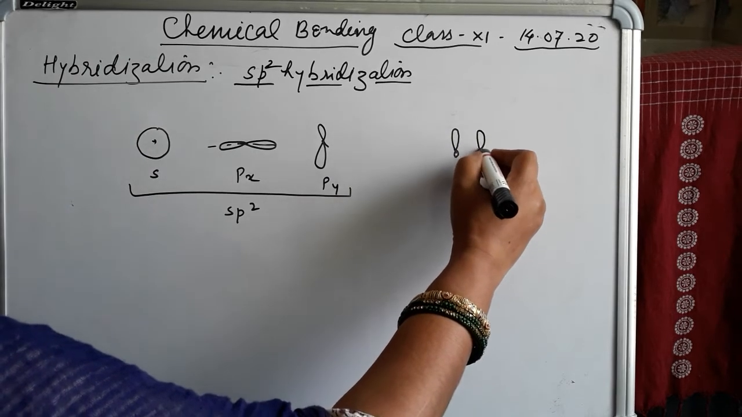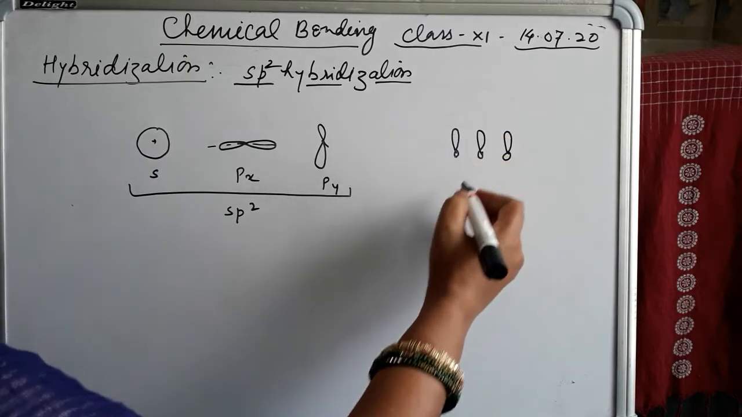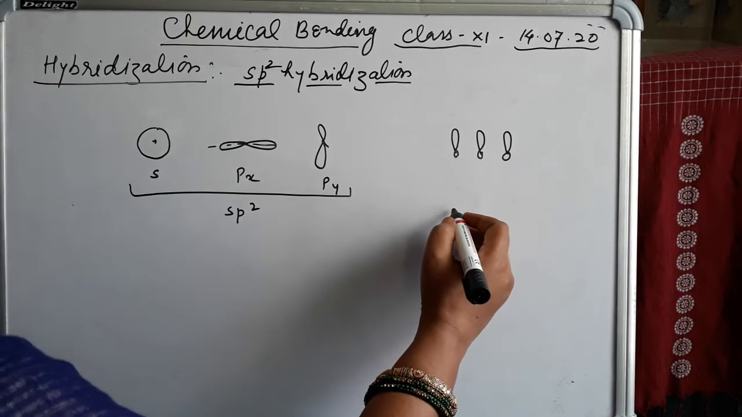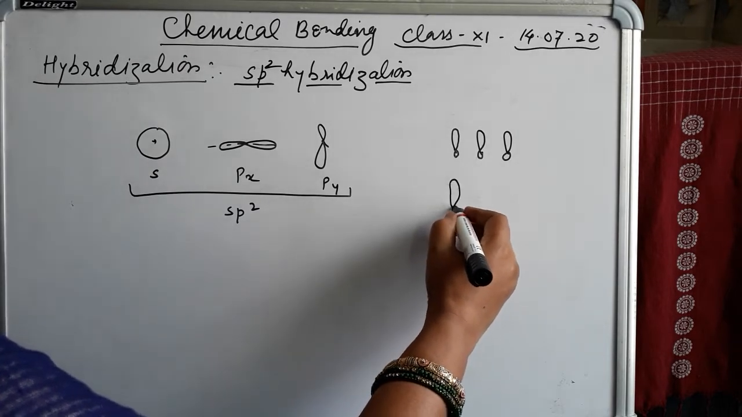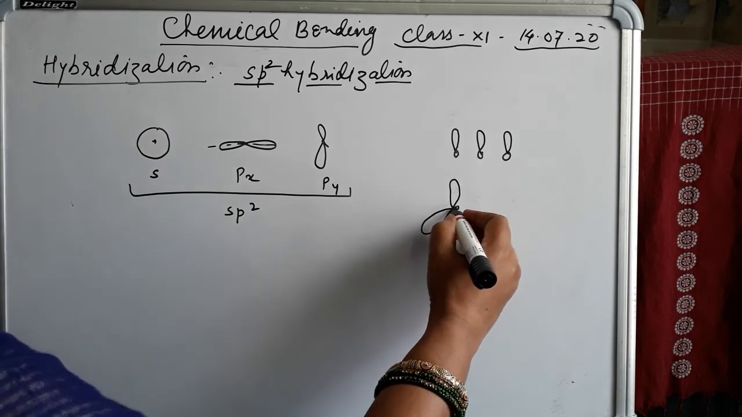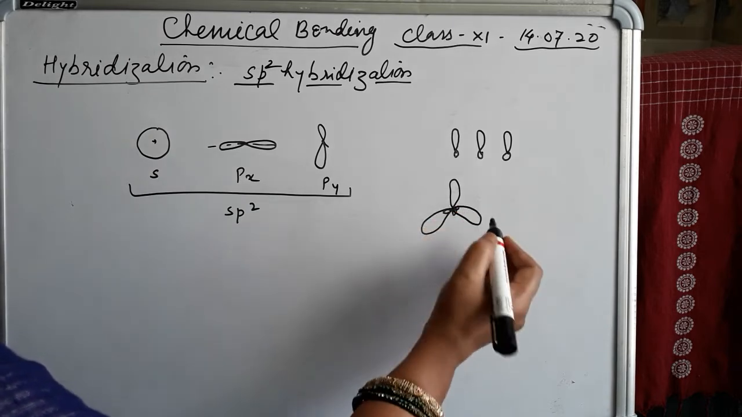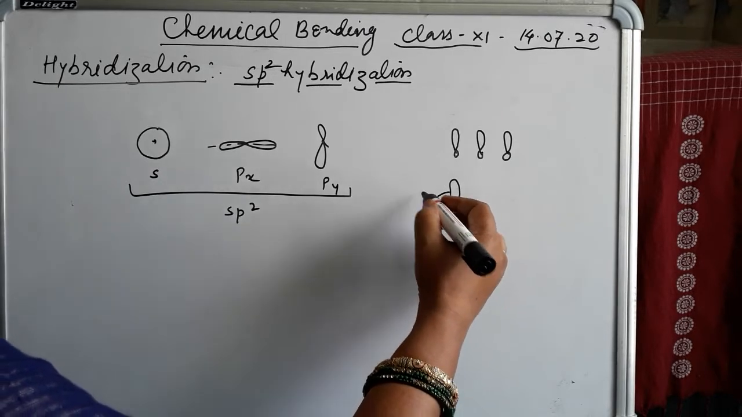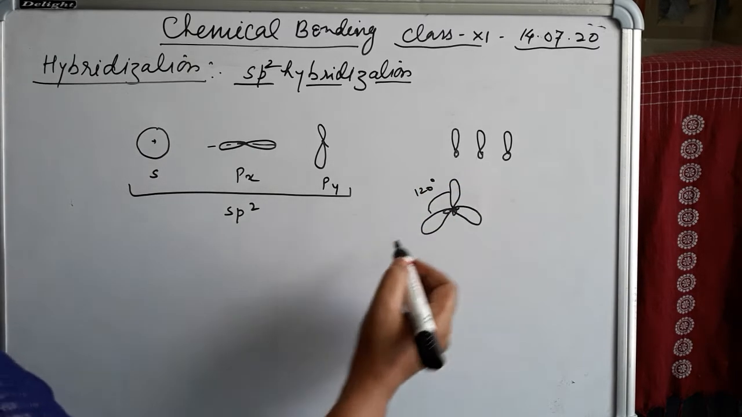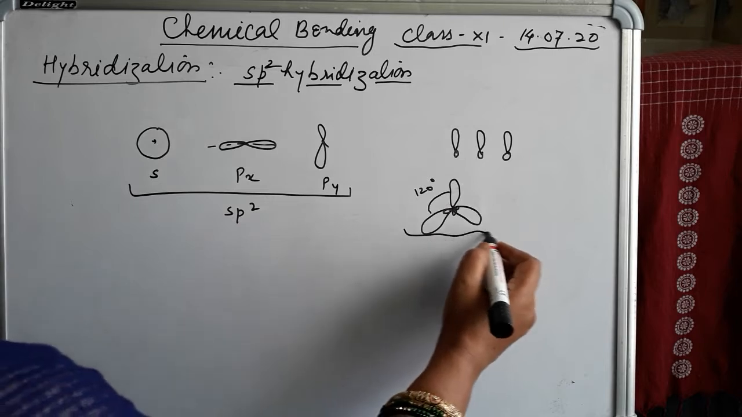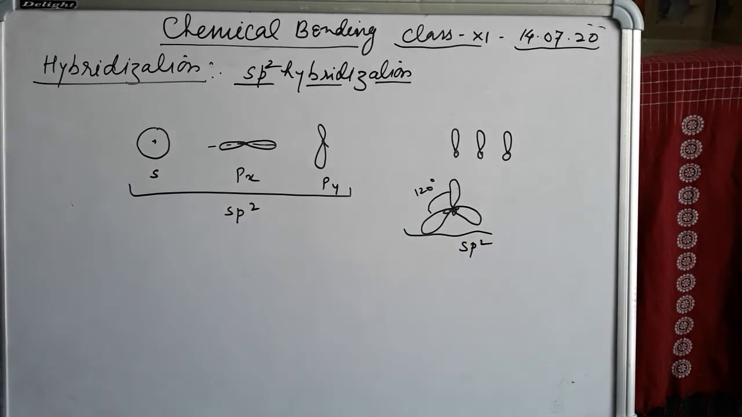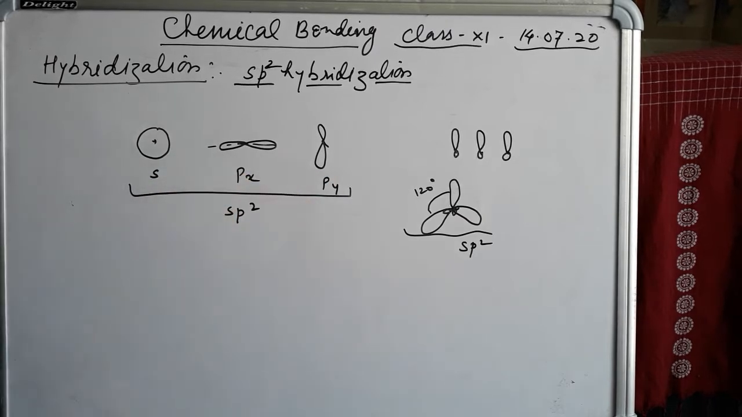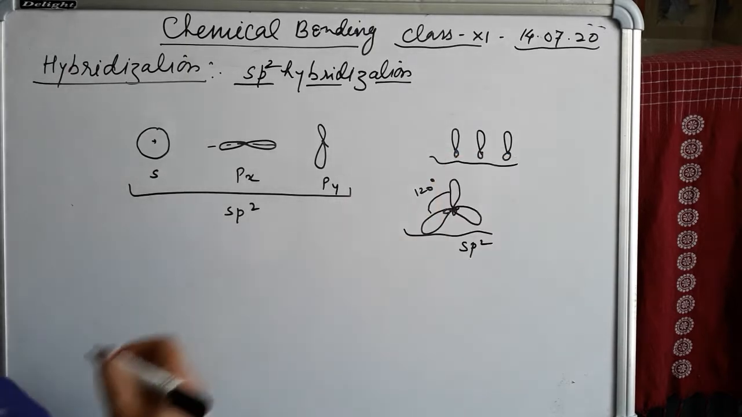1sp, 2sp and 3sp arrange themselves in such a manner that the repulsion among them is minimum, like 1, 2 and 3, like this, and the bond angle between them is 120 degrees. So this is the shape of the sp2 hybrid orbital. One s and two p intermixing, three orbitals, so formation of three hybrid orbitals.